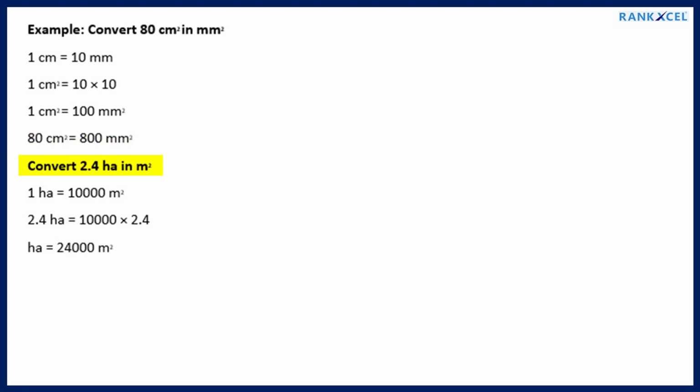Convert 2.4 hectares in meter square. 1 hectare equals 10,000 meter square. 2.4 hectares equals 10,000 times 2.4 ha equals 24,000 meter square.